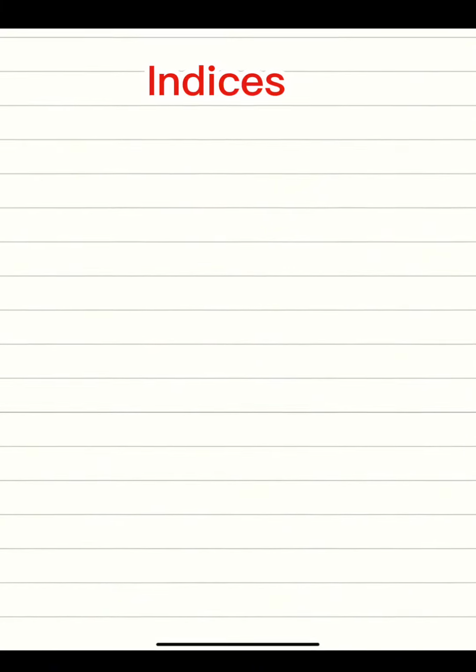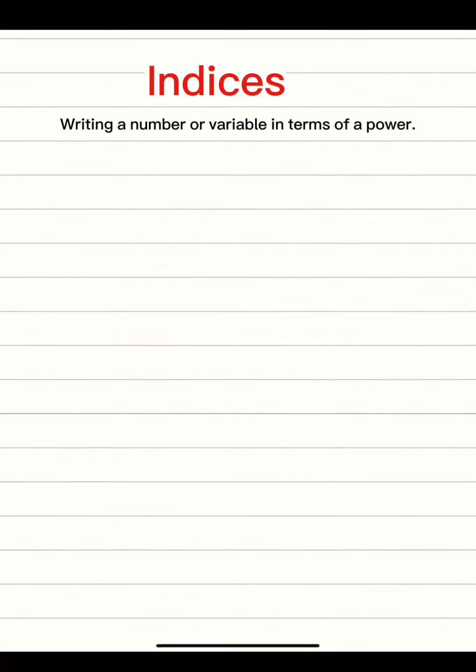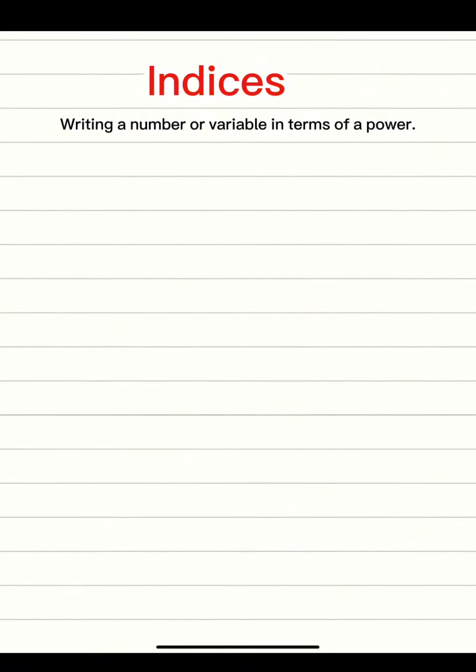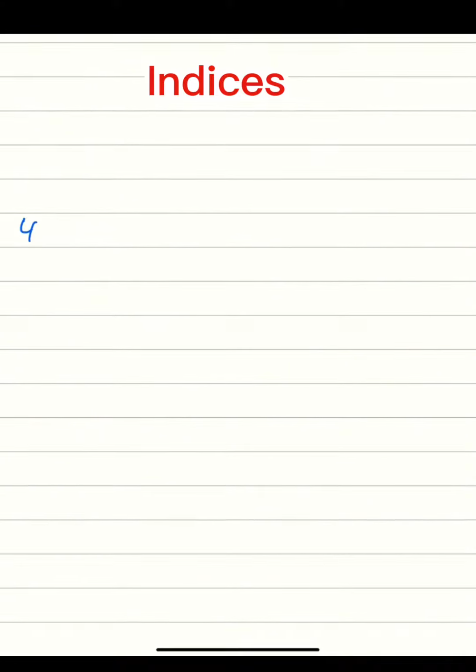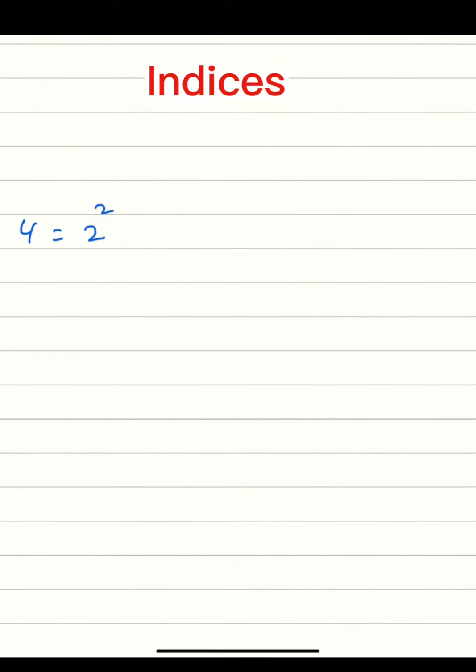And today we're going to discuss the topic indices. Now, what is indices? Indices is when you write a number or a variable in terms of power. For example, 4 can be written as 2 to the power 2, or 8 can be written as 2 to the power 3. Writing 4 as a power of 2 is written in index form. Let's begin with the formulas of indices.